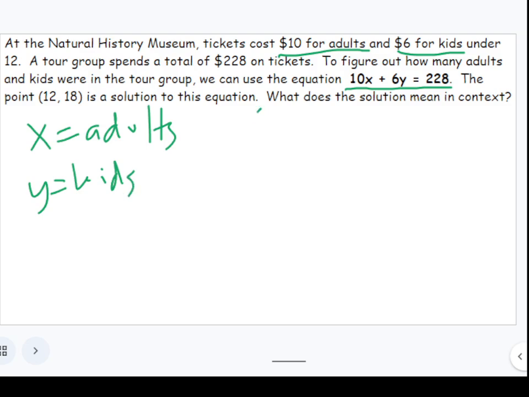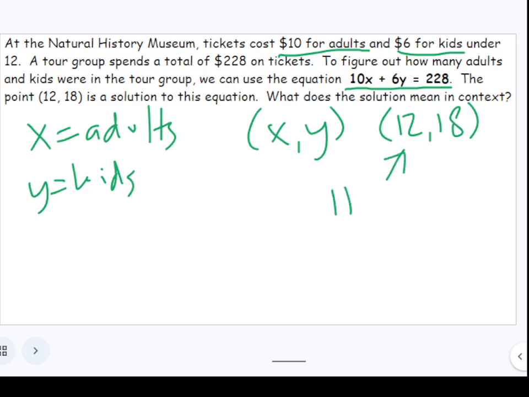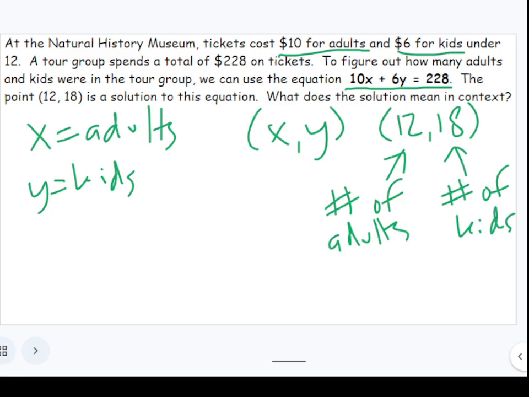So we have the solution in an x comma y format, 12 comma 18. So that means that 12 is number of adults and 18 is number of kids. So the way that we would typically write the answer to this problem, or the way that it will probably be given to us in an answer choice, is 12 adults and 18 kids went to the History Museum.